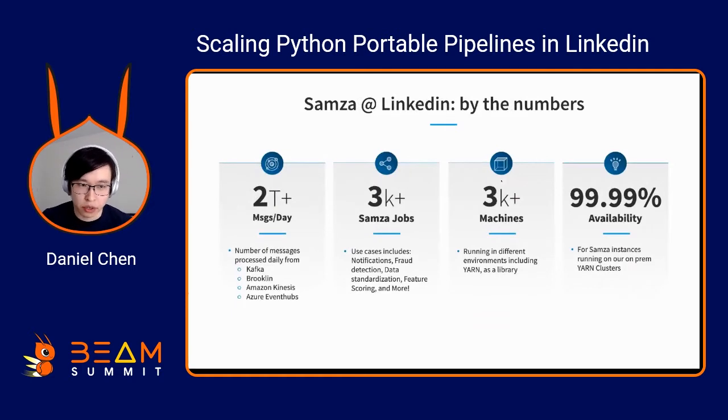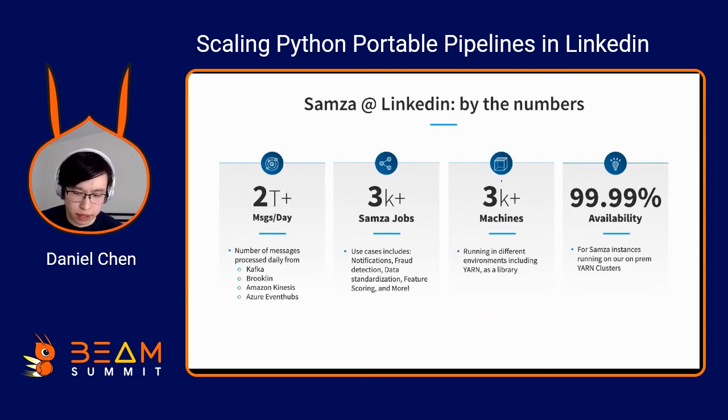So by the numbers, we have today at LinkedIn over 2 trillion messages processed per day, and this could come from a variety of input sources, writing to a variety of sink destinations. These include mainly Kafka, Brooklin. We also have support for Kinesis and Event Hubs. We have over 3,000 jobs in production and with a variety of use cases.